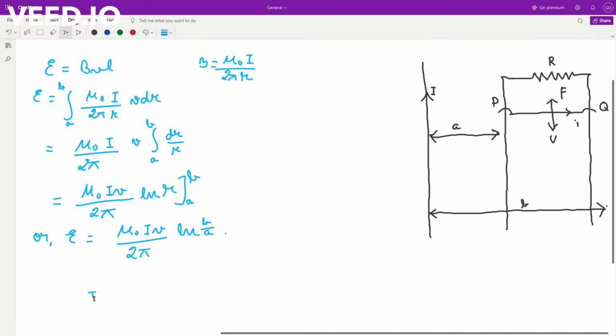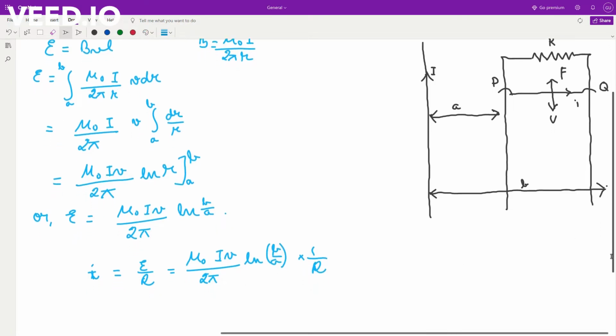Now we have to calculate the induced current, and we know i is equal to E by R. So we can put the value of E, that is mu naught IV by 2 pi ln B by A, into 1 by R.